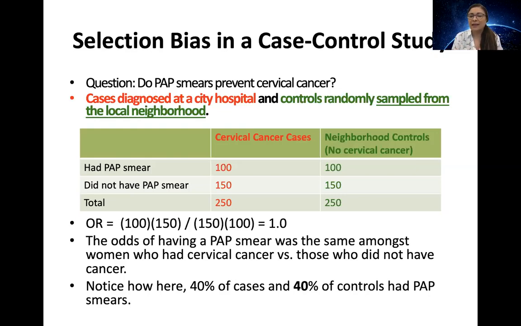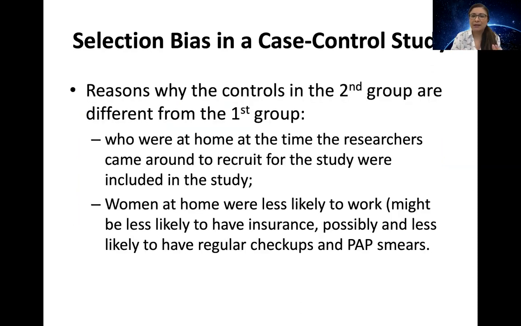So in this case, I'm going to skip to the next slide. There's definitely reasons why the second control group might be different from the first. For example, it depends on who was home when they went to recruit in the second group for the neighborhood. It kind of depends on who was home.